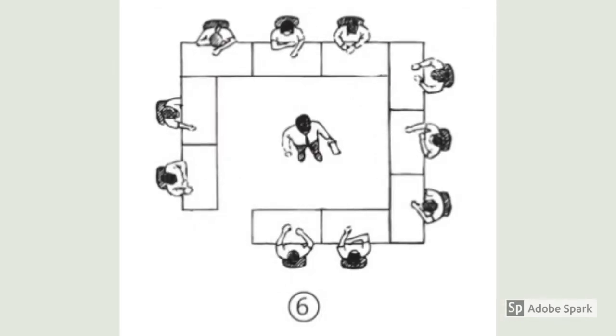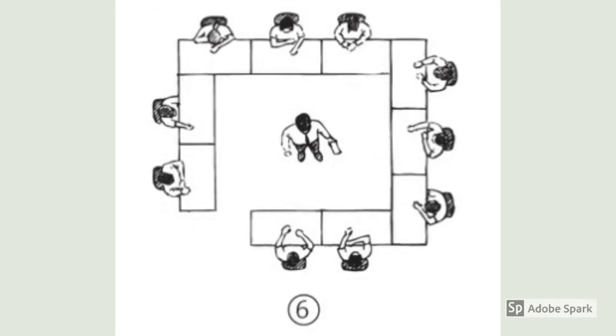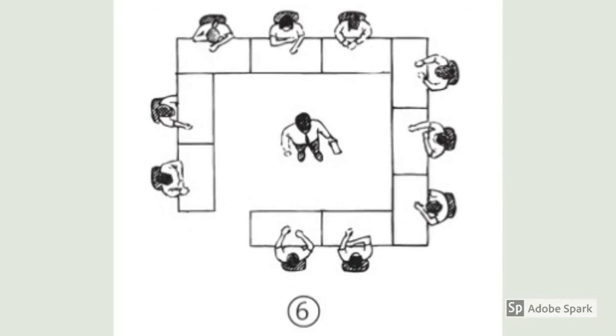Number 6 is a rectangular arrangement. Arrange rows of desks and seats around all 4 edges of the room, or closer in, allowing space to walk behind the seats. This sets up an inside perimeter and an outside perimeter.